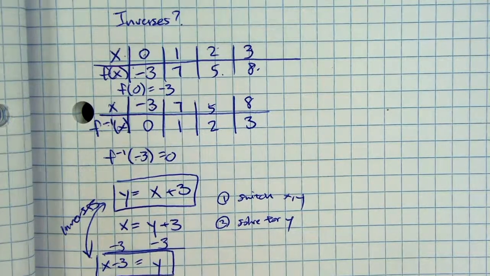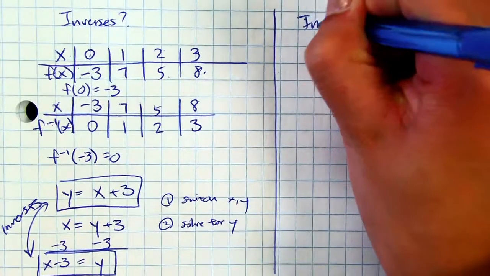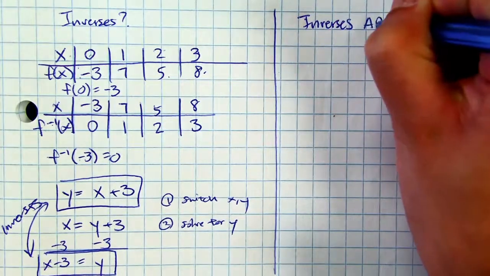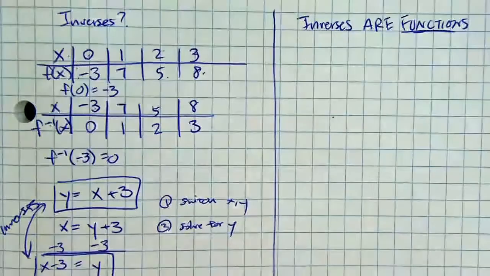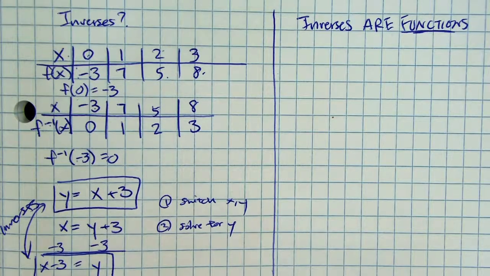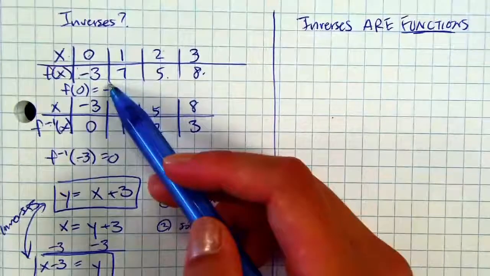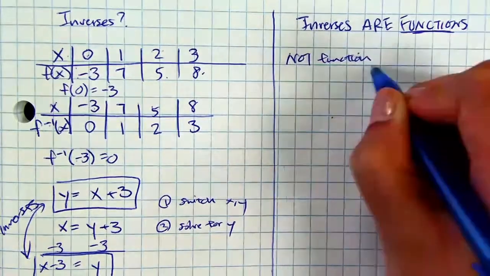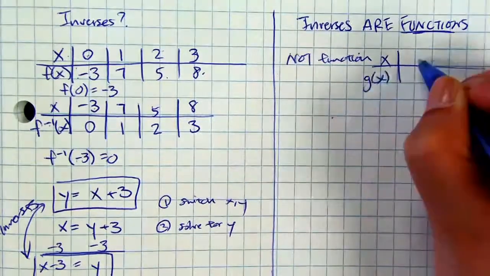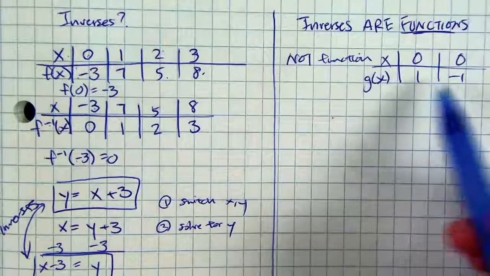And when we talk about invertibility, we have to make sure our inverses are functions. So how do we know if they are functions or not? Remember back to Unit 1 when we talked about functions. Functions means that for every one input, there's only one other output. So this would be an example of a function. An example of not a function would be if we had x, g of x, and I had 0, 1, and then 0 and -1. Here I have two of the same input, but my outputs are different. That is not a function.